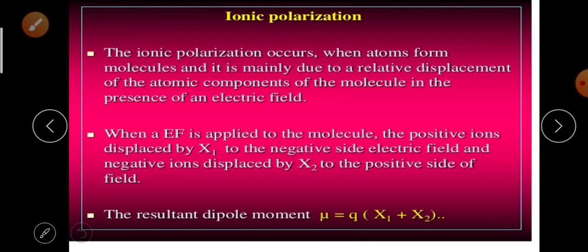Ionic polarization. The ionic polarization occurs when atoms form molecules, and it's mainly due to the relative displacements of the atomic components of the molecules in the presence of an electric field. When an electric field is applied to the molecule, the positive ions are displaced by x1 to the negative side of the field and the negative ions are displaced by x2 to the positive side of the field. The resultant dipole moment μ is equal to q into (x1 plus x2).